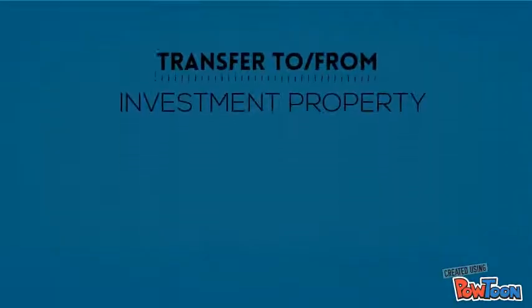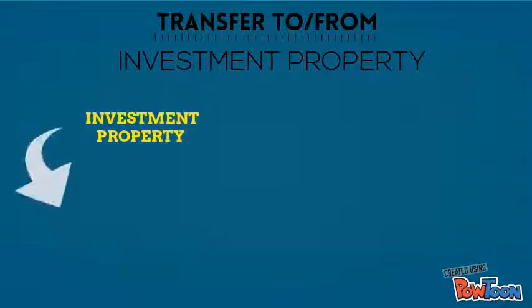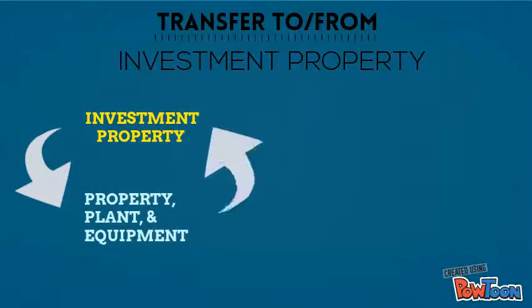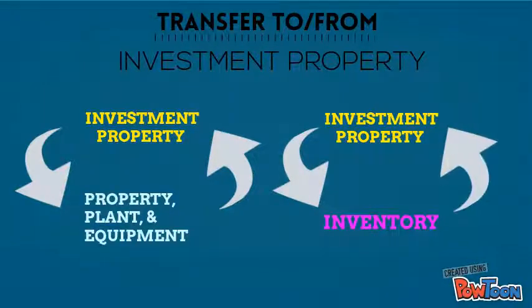Investment property can be transferred to or from other assets. First, it can be transferred from investment property to property, plant and equipment, or vice versa. Second, it can be transferred from investment property to inventory or vice versa.